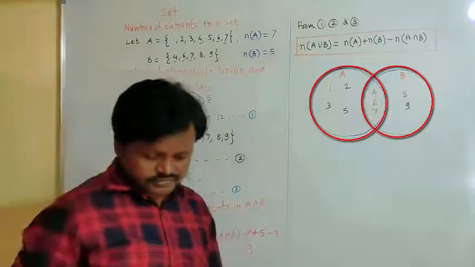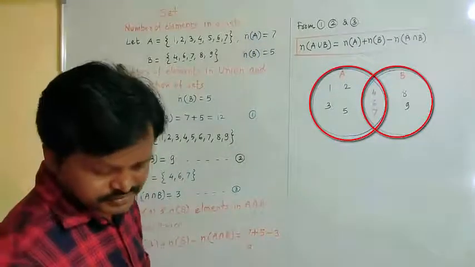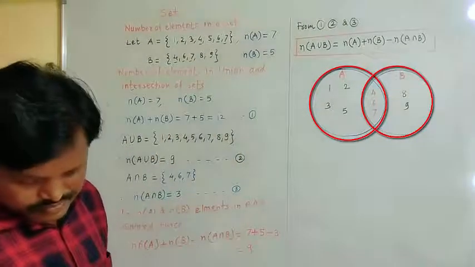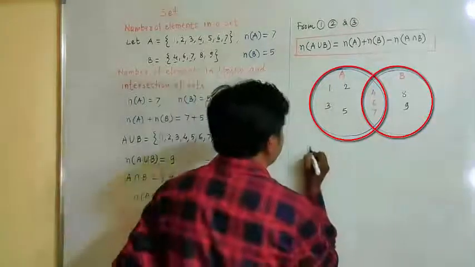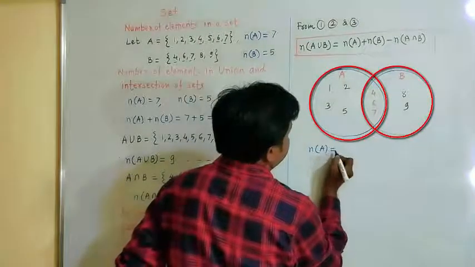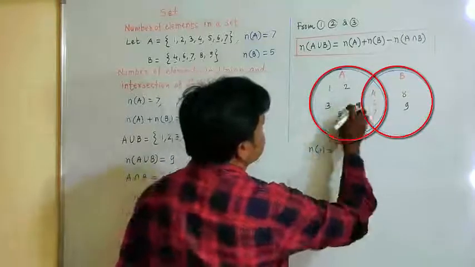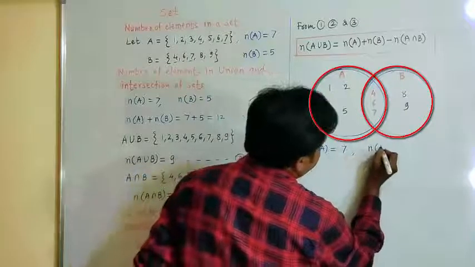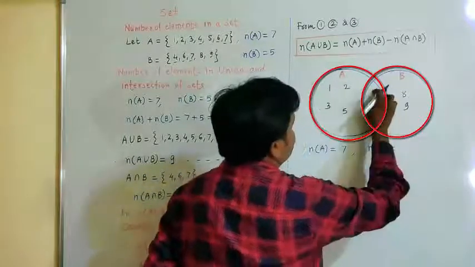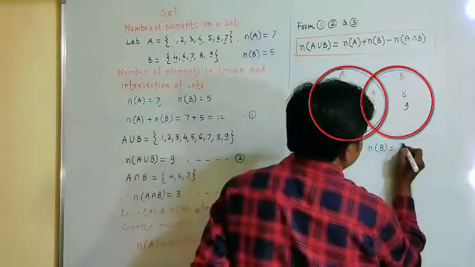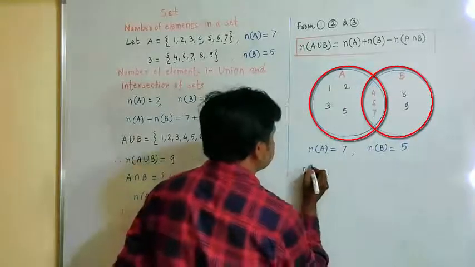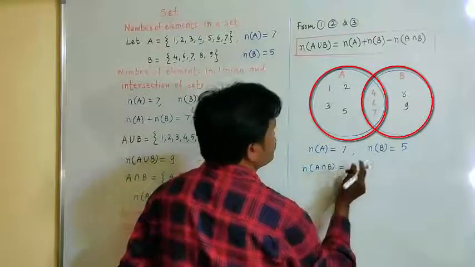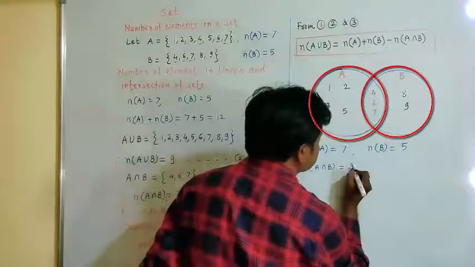Again we write n of A. n of A is equal to how much? 1, 2, 3, 4, 5, 6, 7. So it is 7. n of B is equal to how many? 1, 2, 3, 4, 5. So it is 5. Then n of A intersection B is equal to how many? 1, 2, 3. So it is 3.